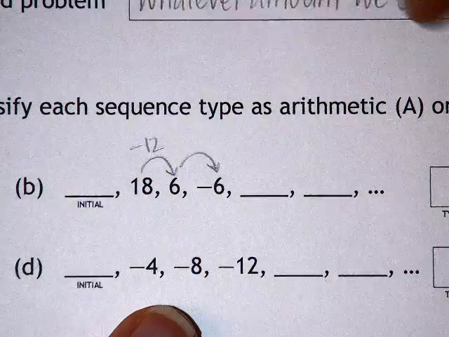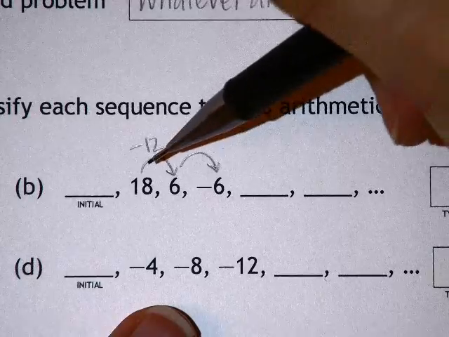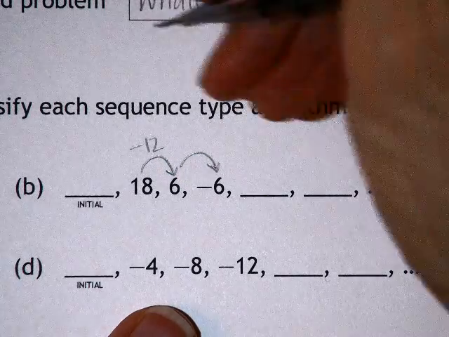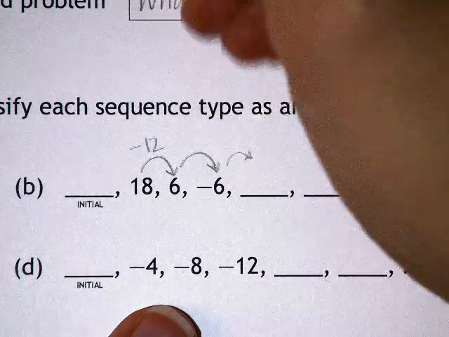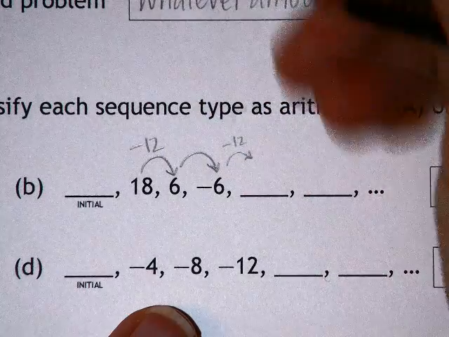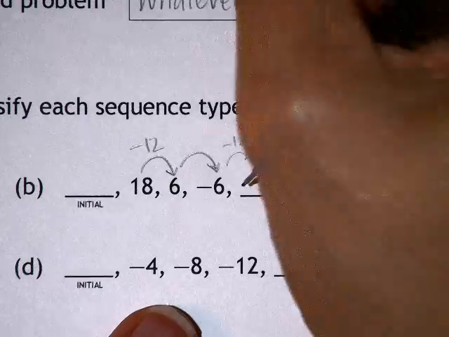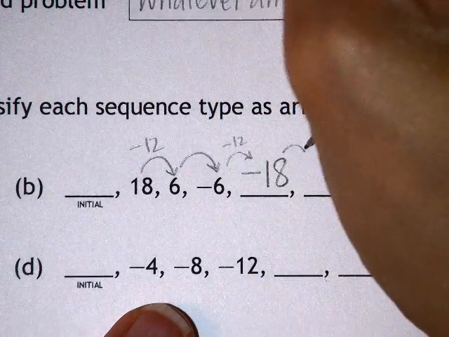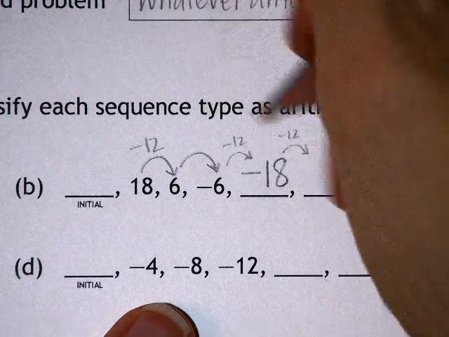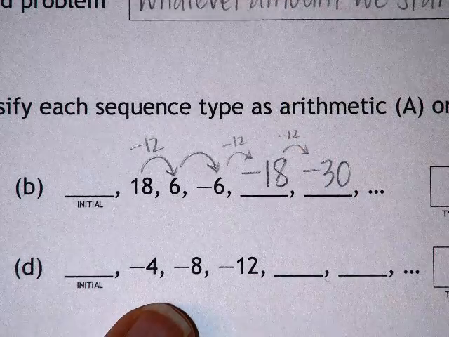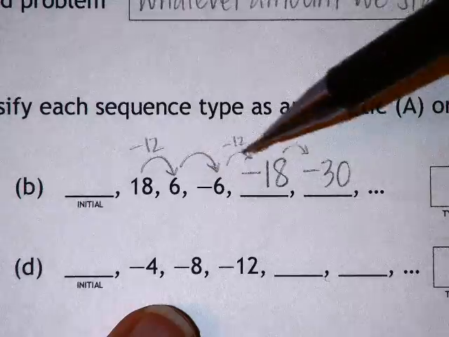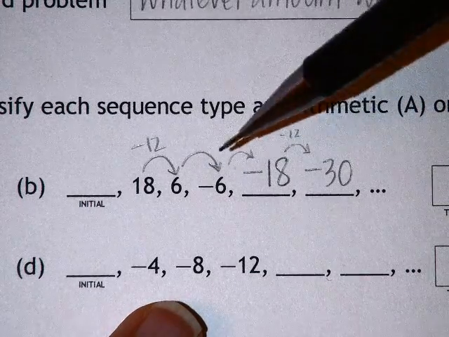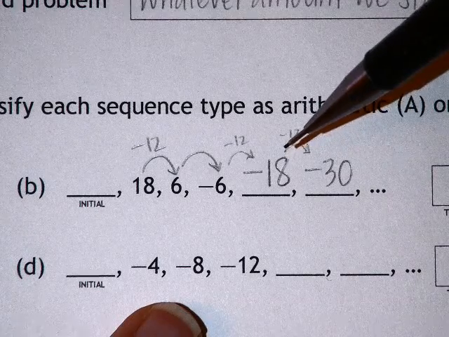It seems like subtracting 12 should work. So let's assume for a second that that really is the pattern. 18 minus 12 is 6. 6 minus 12 is negative 6. So let's keep going. Negative 6 minus 12 would be kind of like adding the two numbers together, negative 18. And negative 18 minus 12 again would be negative 30. That seems to work. That seems to be consistent. It seems to definitely make sense. And we know subtracting is a pretty legitimate pattern finder.